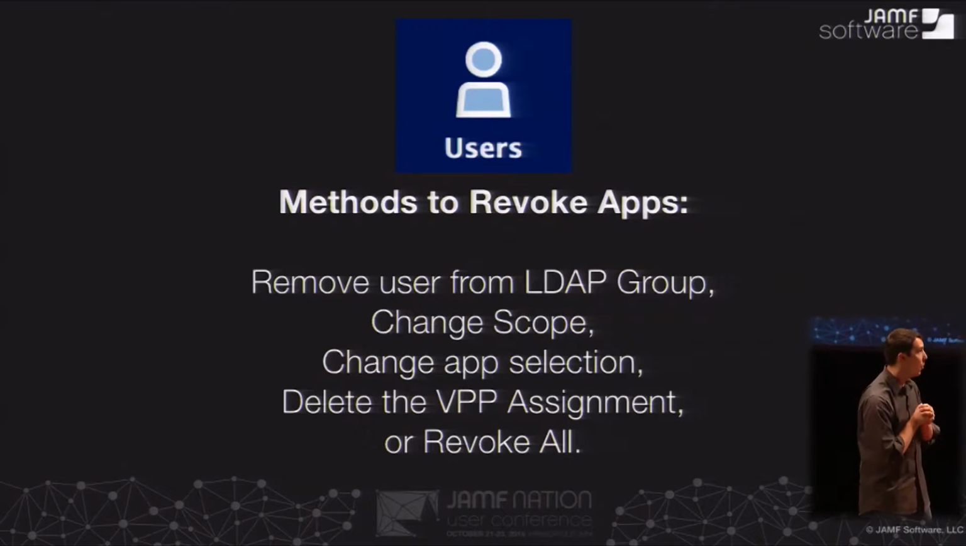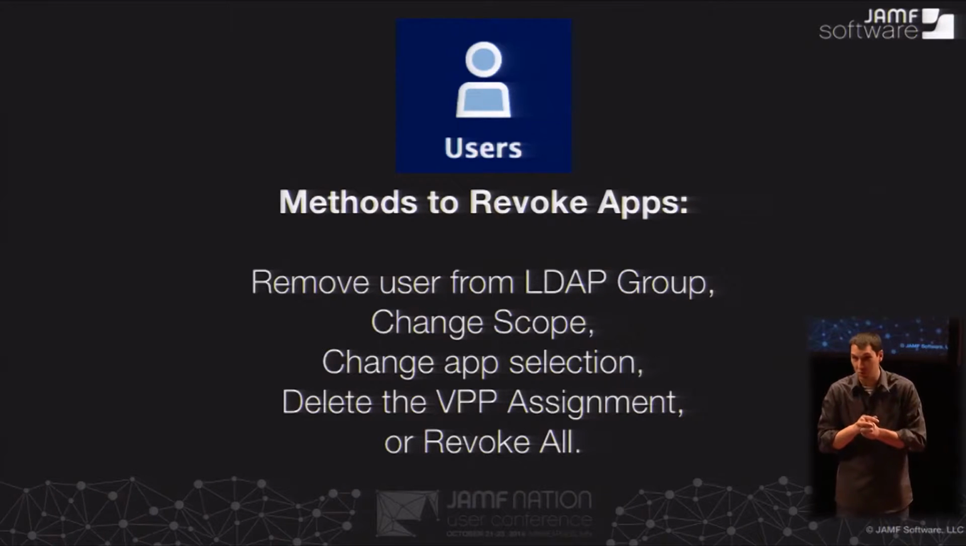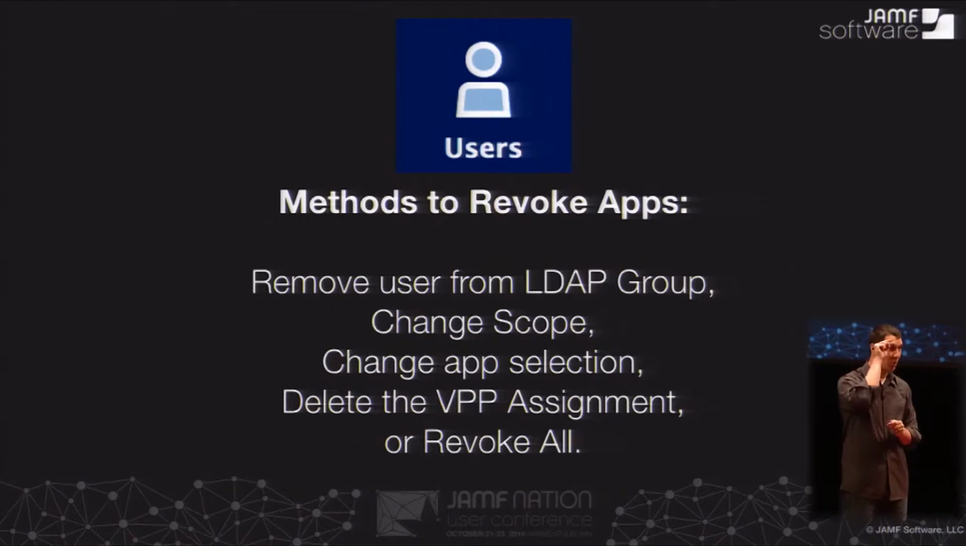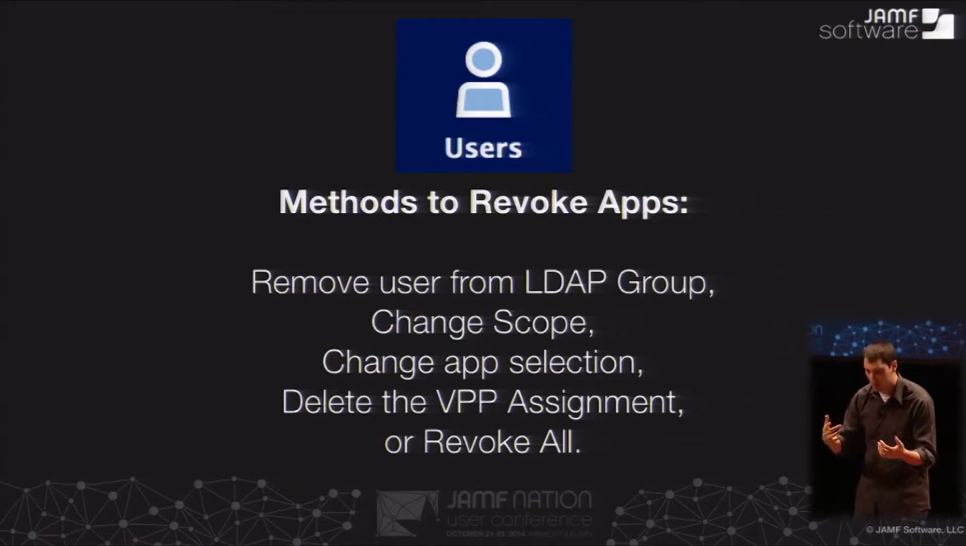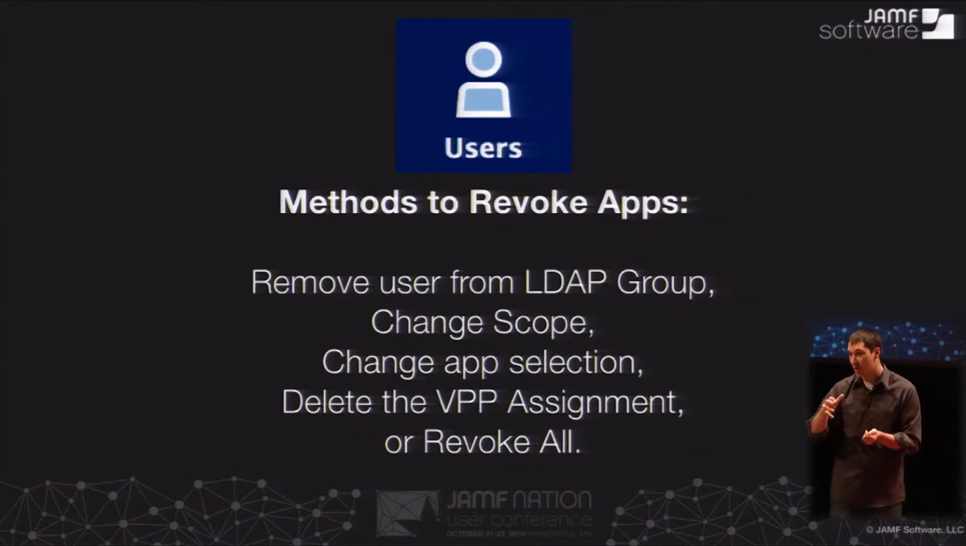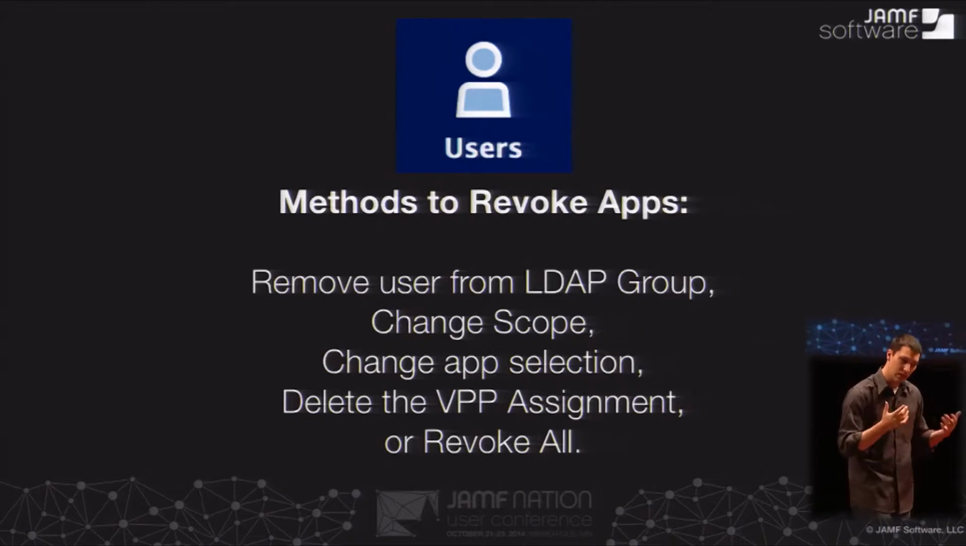You can change the scope of that actual VPP assignment. That could be an option, maybe even adding in an exclusion for an individual user group. If you've got many of them in there, you can change the app selection. As you saw, we checked the box in that VPP assignment. If you uncheck that box, that's going to revoke it. You could just go down to the lower right-hand corner and click the delete button on that VPP assignment. It will pop up and tell you that this is going to revoke. That would be an option.